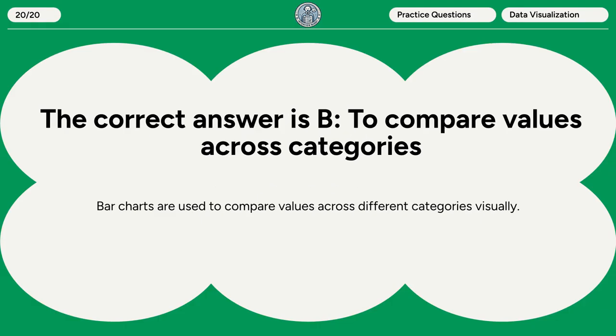The correct answer is B. To compare values across categories. Bar charts are used to compare values across different categories visually.